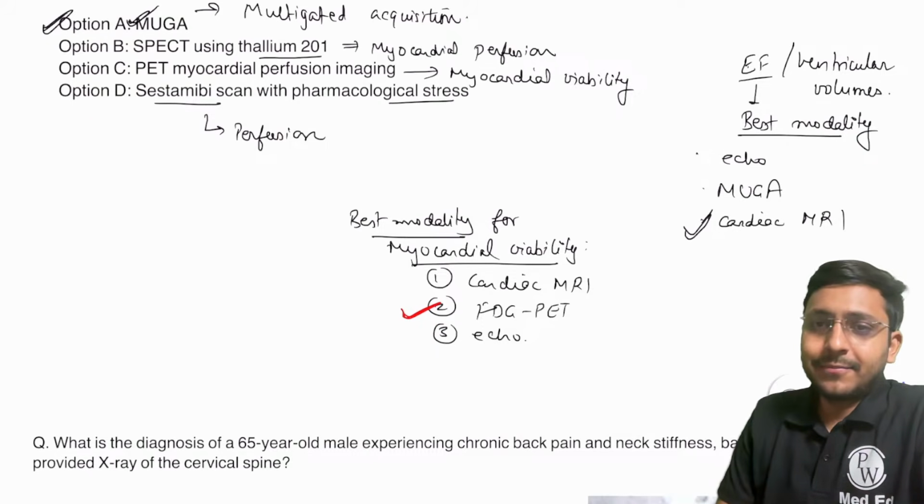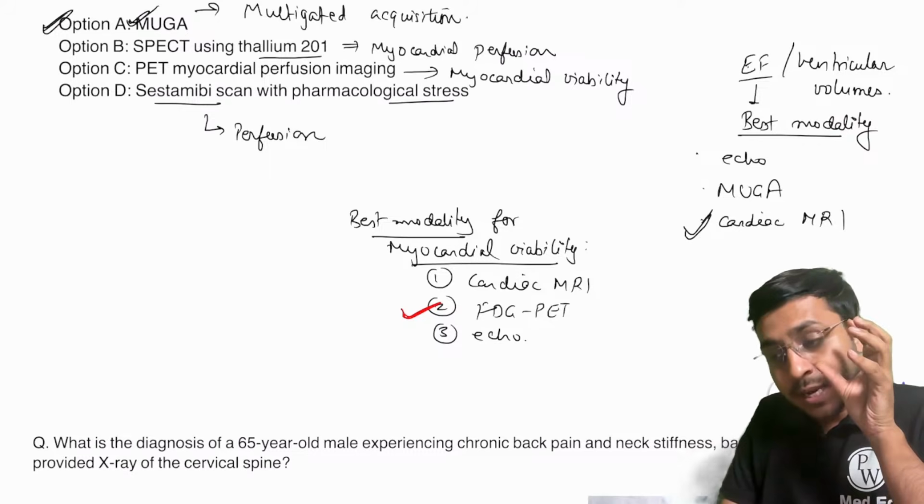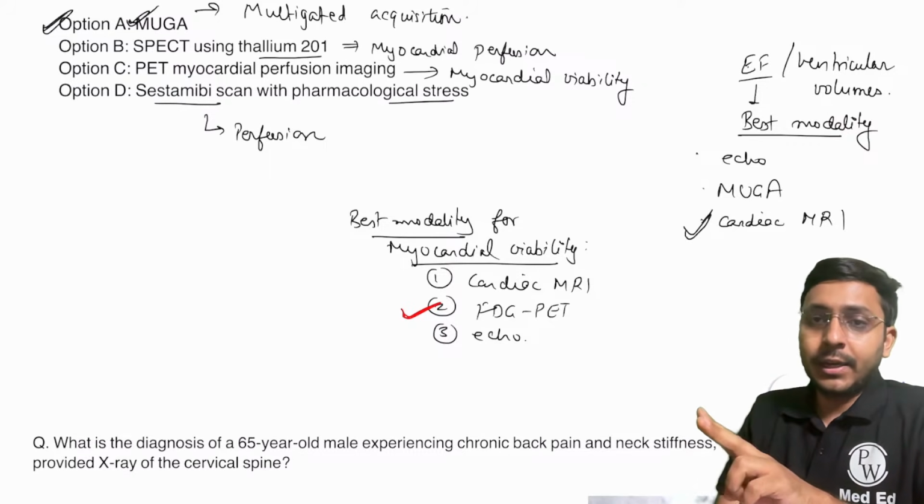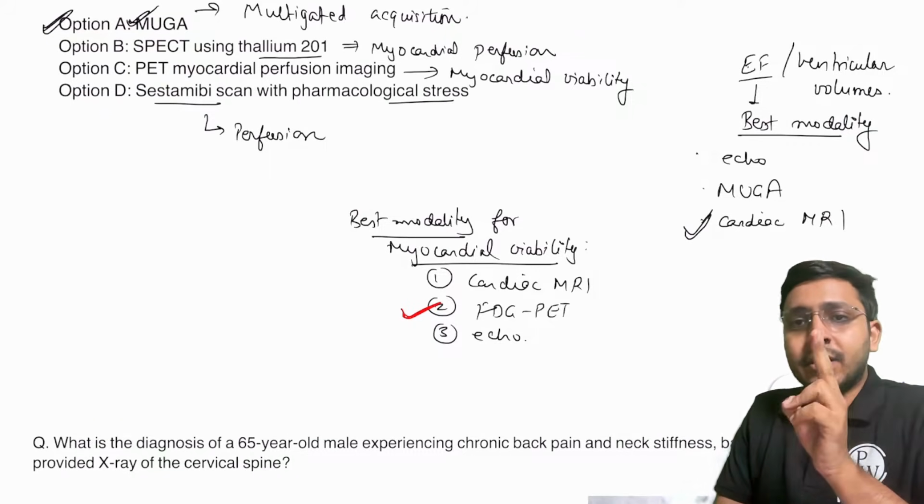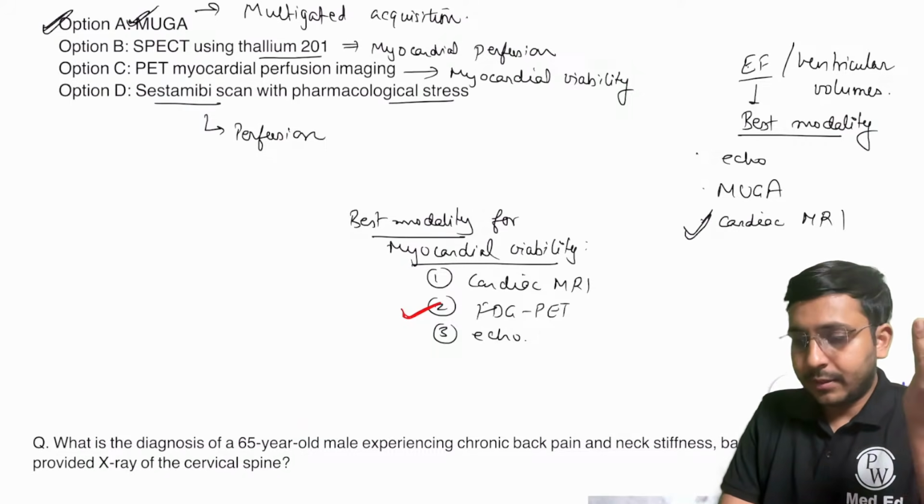It's not cardiac MRI. Okay, both are different questions, asked differently, and the answers are different. For ejection fraction, it is cardiac MR. For myocardial viability, it is FDG PET.